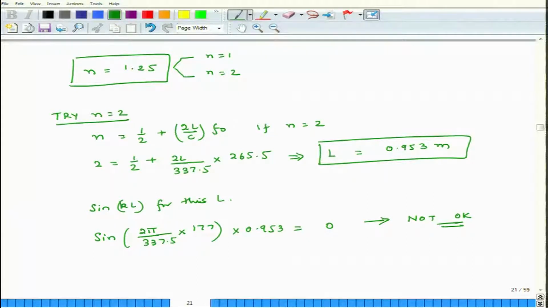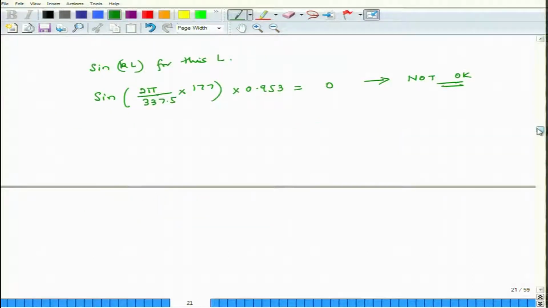So, the next thing we do is we try n is equal to 1, because if this term is 0 for 177 hertz, essentially what it will mean is that 1 over AT at 177 hertz will be 1, which means transmission loss will be 0. So, that does not meet our requirement of minimum 6 decibel attenuation.